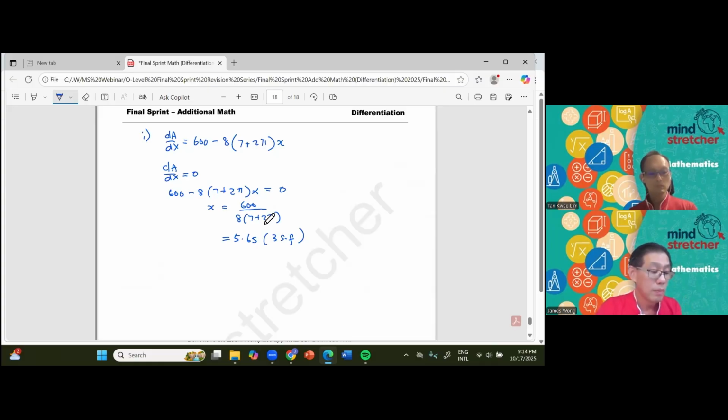So let's look at the next part. They ask to find the value of A. So what's the value for A? Stationary value for A. For this part, since I know x is equal to 5.65, I can find the stationary value of A.